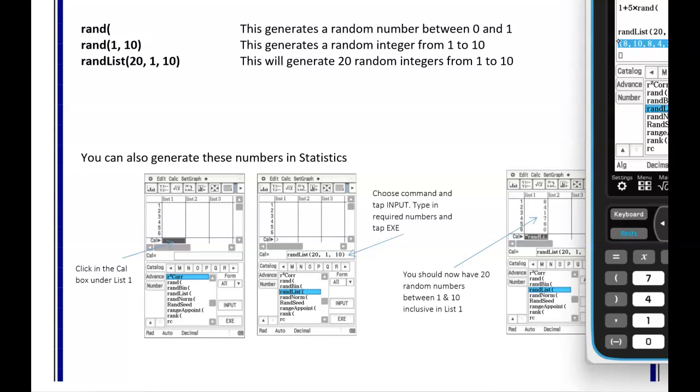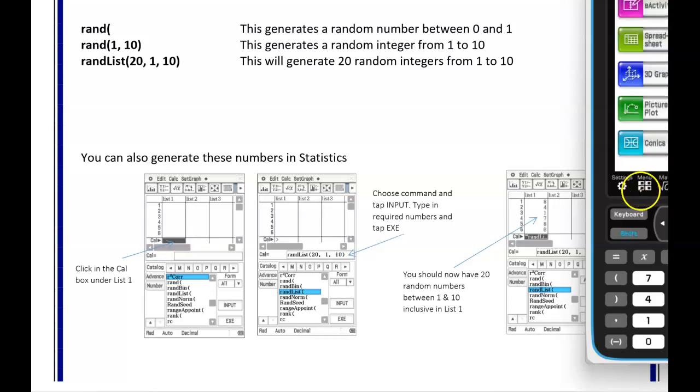So you can play around with that for a bit. Yeah, RAND list. The ones that we would use are RAND between 2 integers, or RAND list if you want to generate more than a handful of numbers. And like I said, we could do that in stat mode. The list is helpful in stat mode.